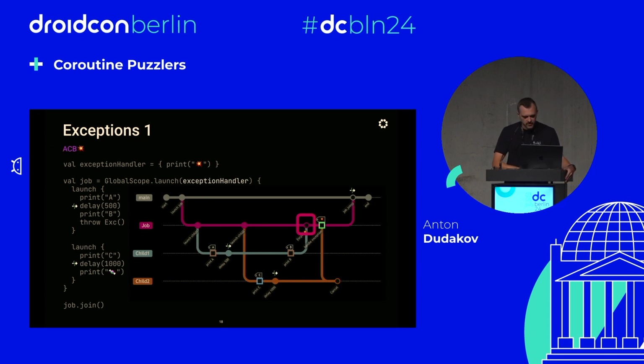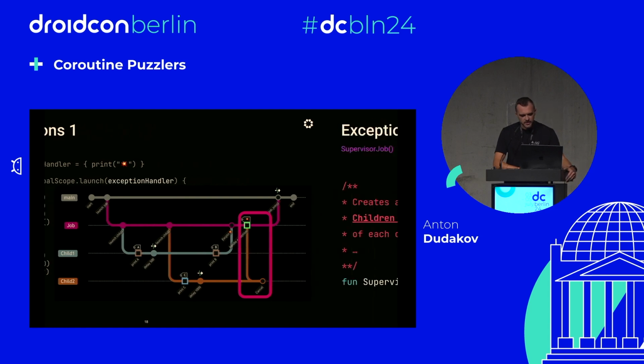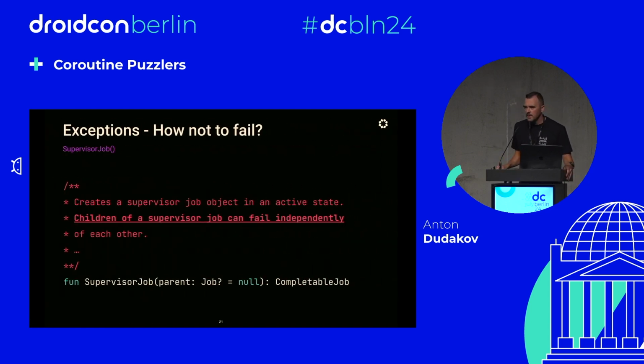something else, and once the delay finished on child one, it prints B, and then it throws an exception. The exception got handled by the parent job, and it got propagated to all children. So they all got canceled, and this is why we don't have a lollipop, because they all canceled and it doesn't go next. So that's it. Yeah, it's propagated to all children. But how not to fail? How not to propagate the exception to all children?